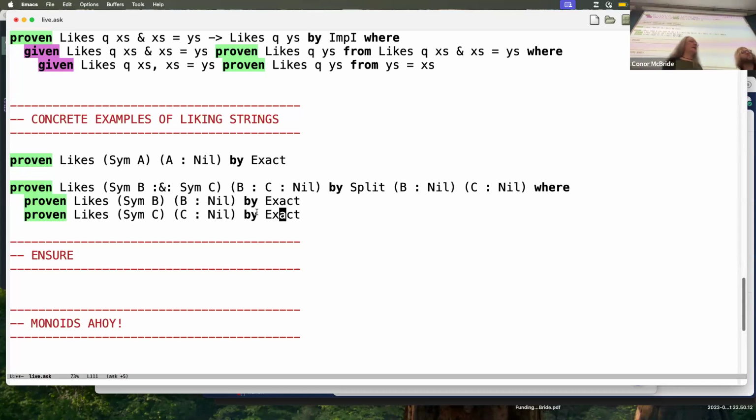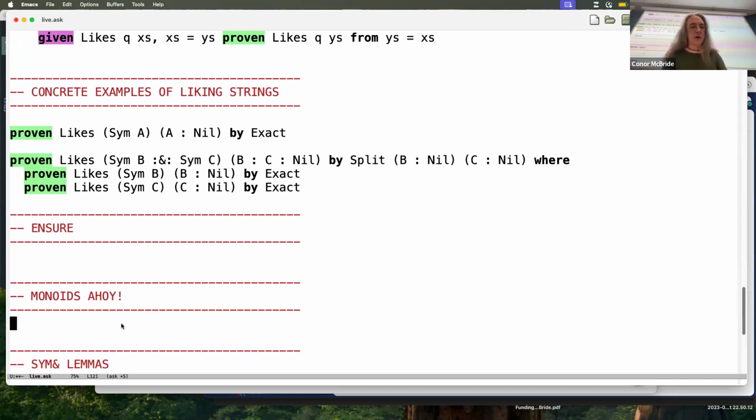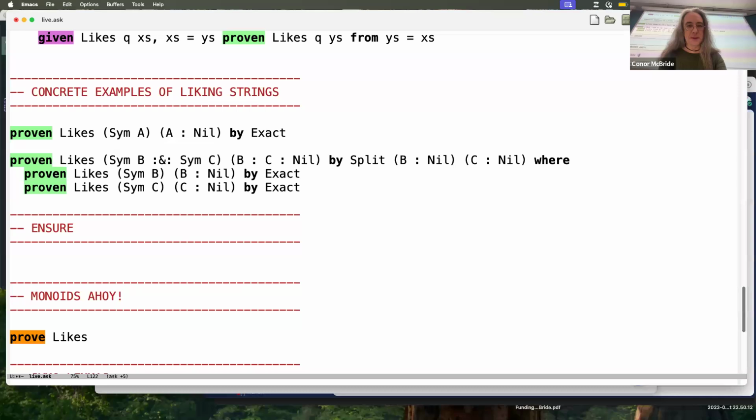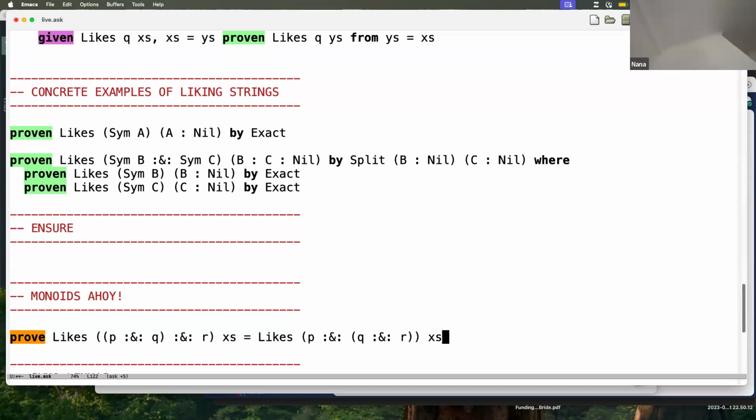So that's cool. We can make longer strings. One thing it might be worth doing is to prove that if P then Q then R likes something, that is the same as P then Q then R liking something. So that's to say, you know, that's exciting.